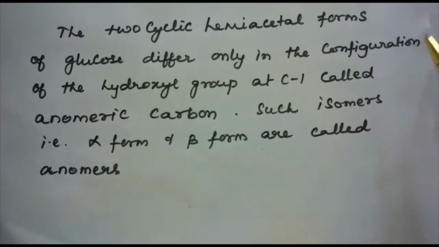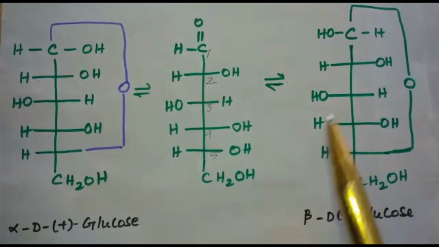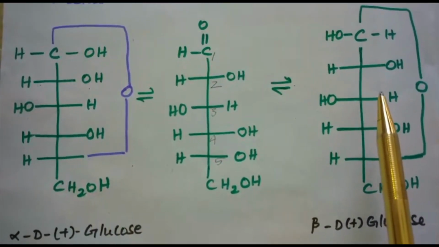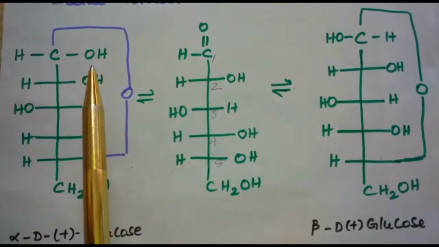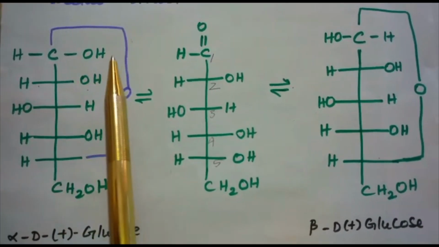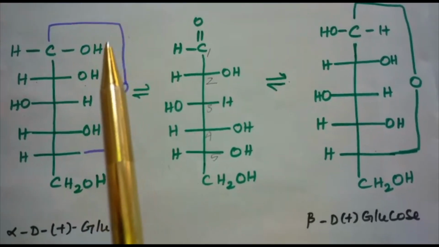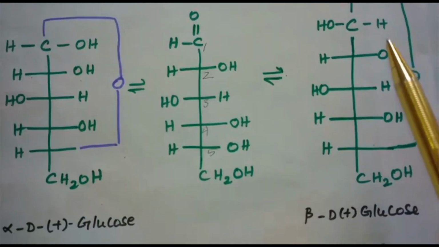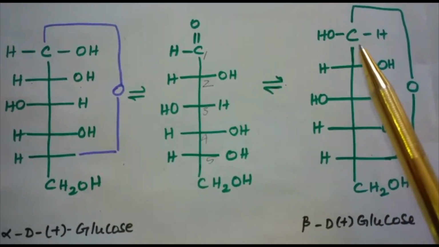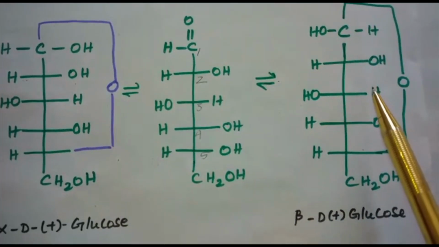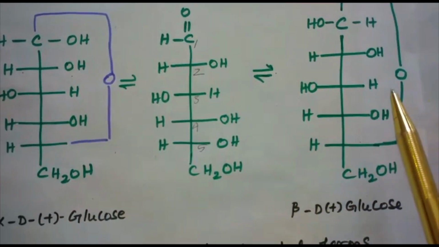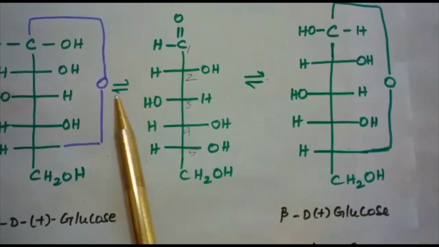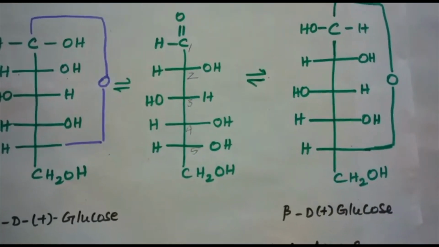Again we will see the structure now, you will be able to understand. Again see the cyclic structure of glucose. The two cyclic hemiacetal forms of glucose differ only in the configuration of H and OH at the C1 carbon atom. Here in the case of alpha glucose, the OH group is on the right hand side, whereas in the case of beta glucose, the OH is on the left hand side. They differ only in the configuration of the hydroxyl group at C1, called the anomeric carbon. Such isomers, the alpha form and the beta form, are called anomers.